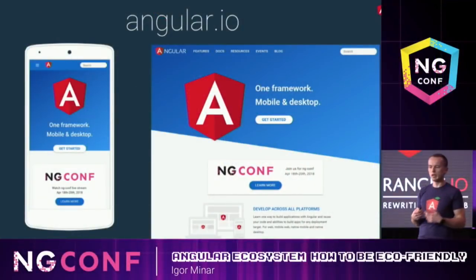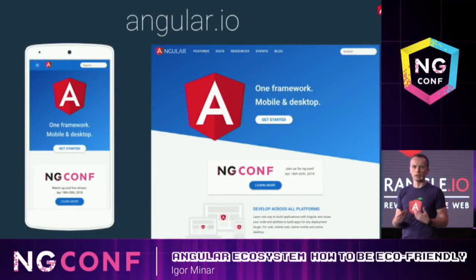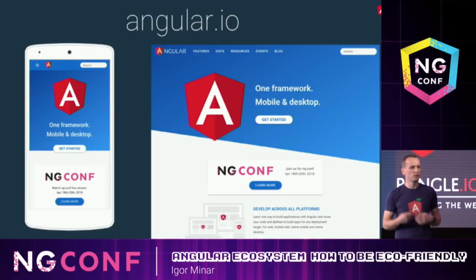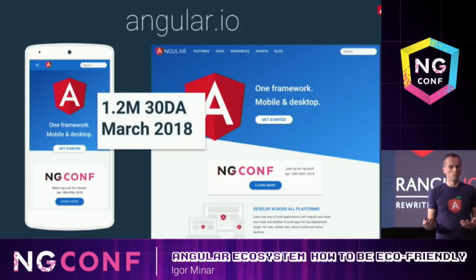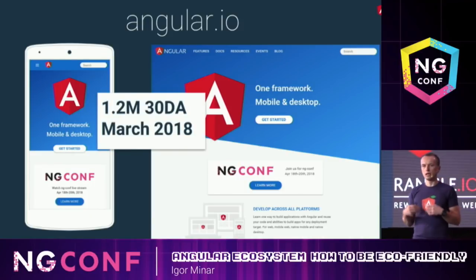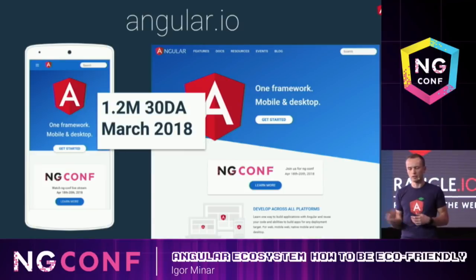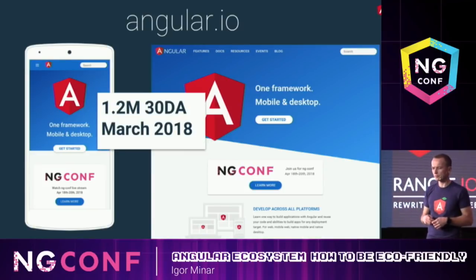What is Angular I/O? Angular I/O is the main documentation site for Angular. This is where we connect with developers. This is where we cover all of our APIs and tell people how to use Angular. It's a mobile PWA application that is visited by 1.2 million developers every month as of March 2018.